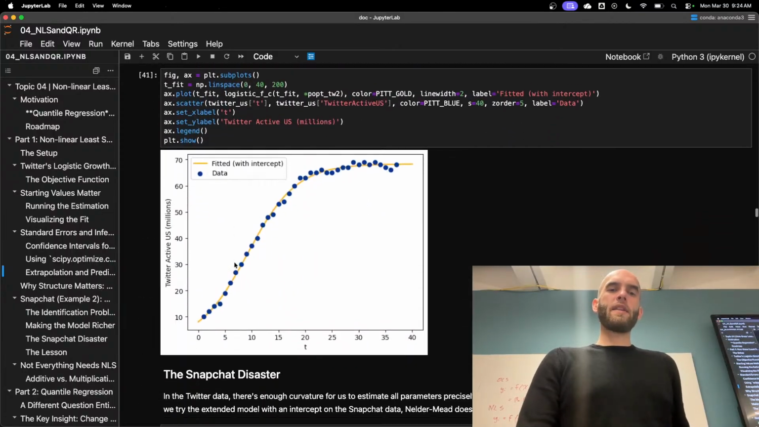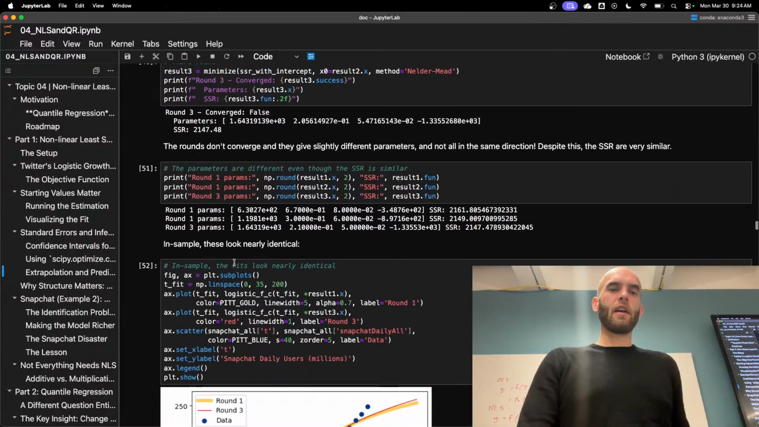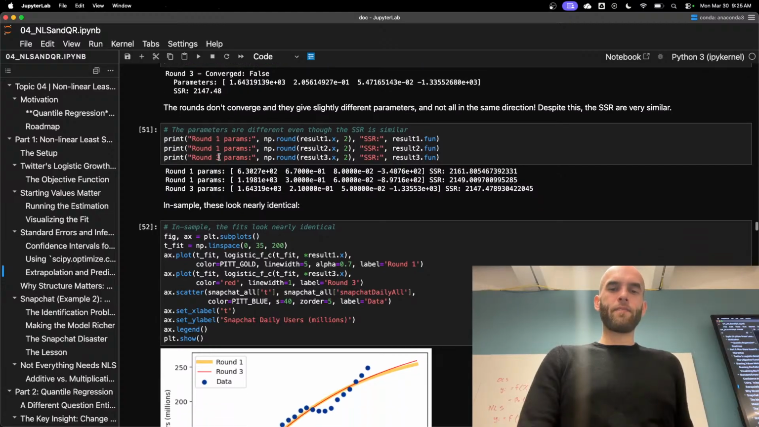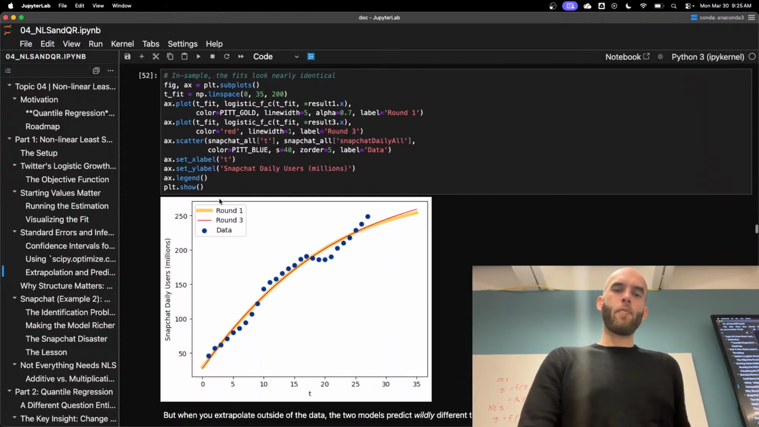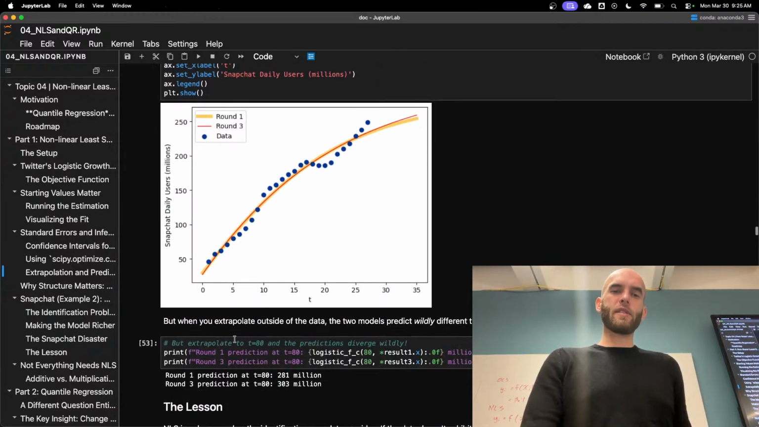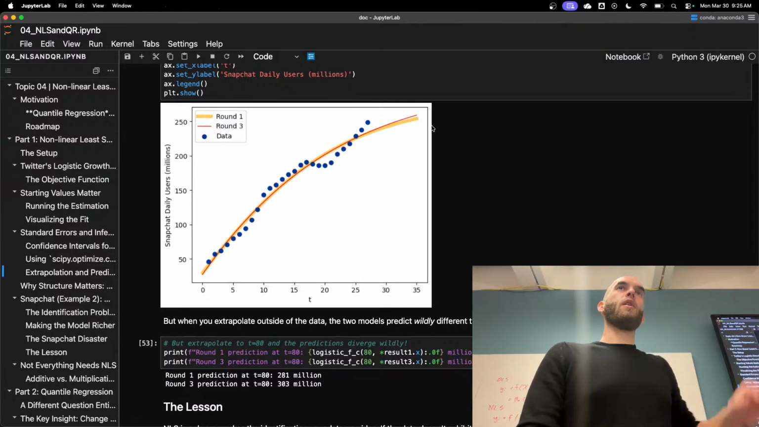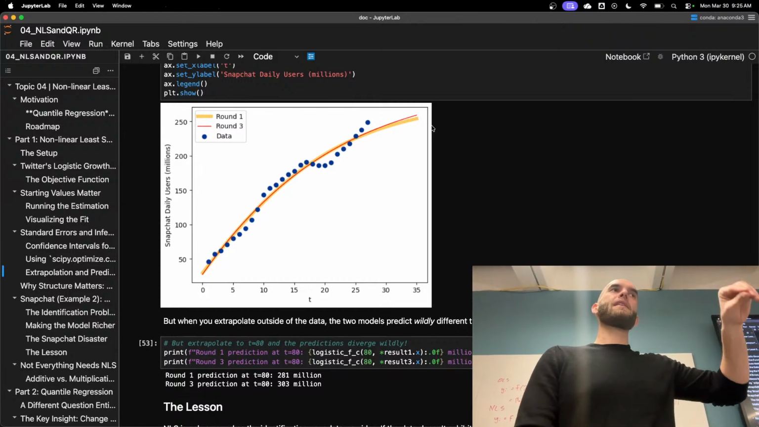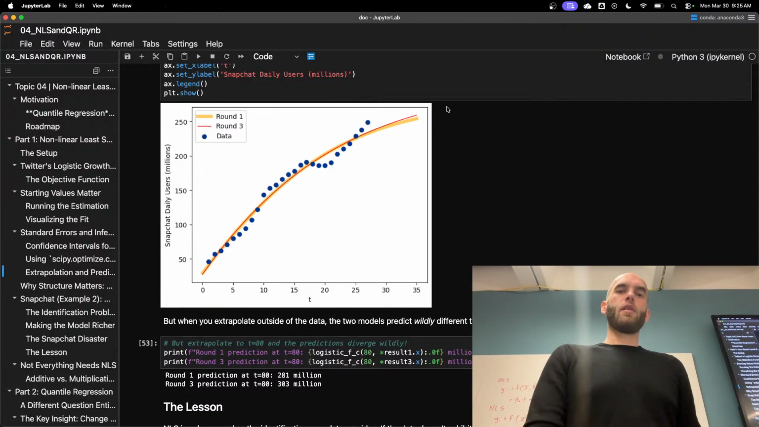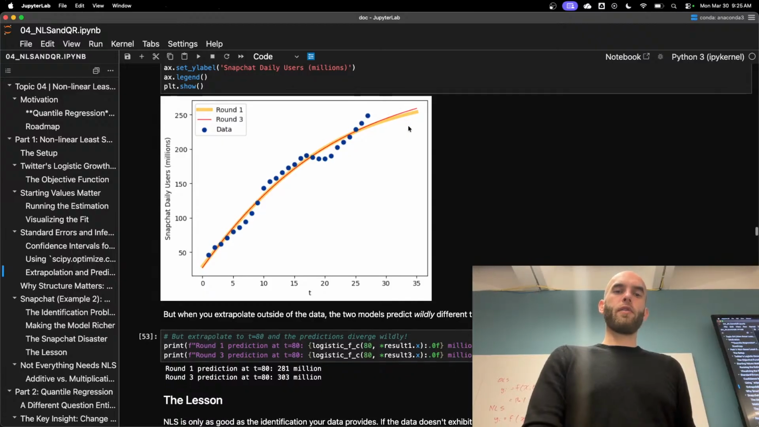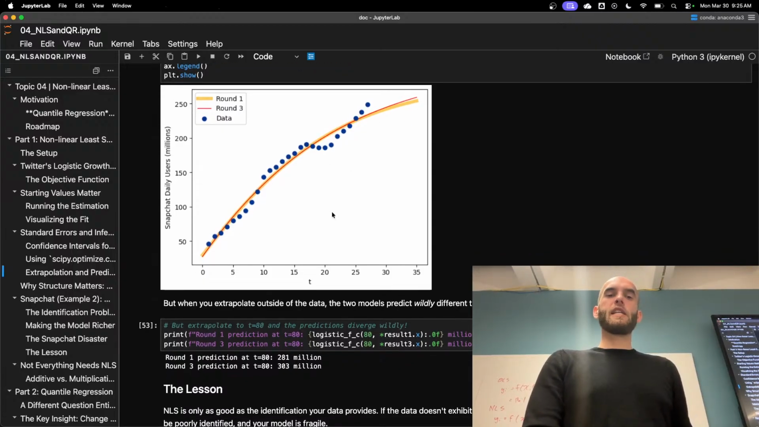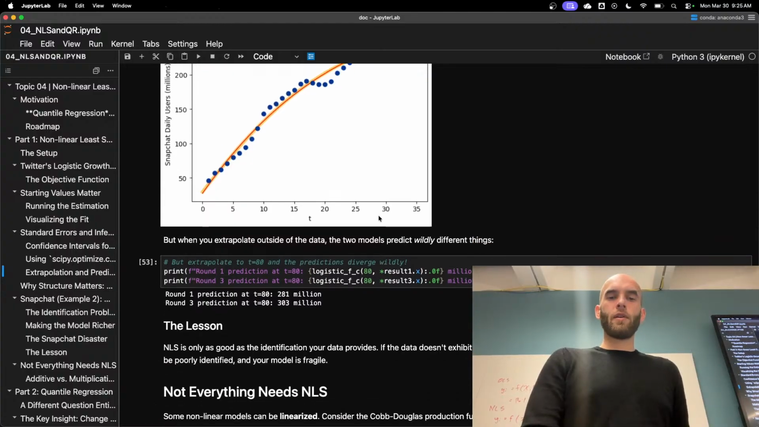So when we actually ran this, we ended up seeing that we didn't get convergence. We ran this a bunch of times, one after the other, using the previous round as the initial guess, the starting point for the estimation. You can see each one got slightly different, and it looks like it's flattening out.